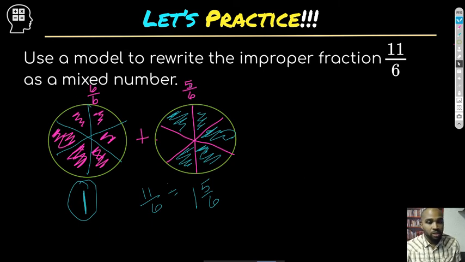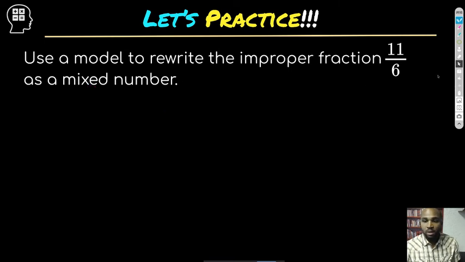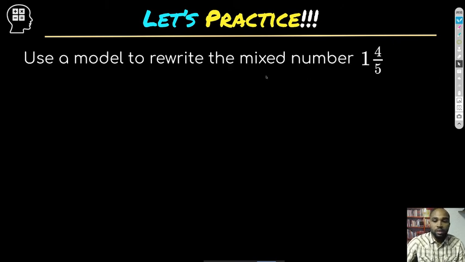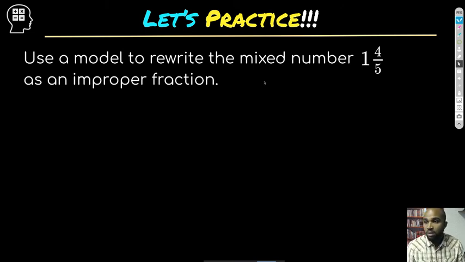6 out of 6 plus 5 over 6 gives us 11/6, and we change it to a mixed number, and we're ready to move on. Let's erase that and go to our next one. Use a model to rewrite this mixed number as an improper fraction. All right, so we want a model to do this.